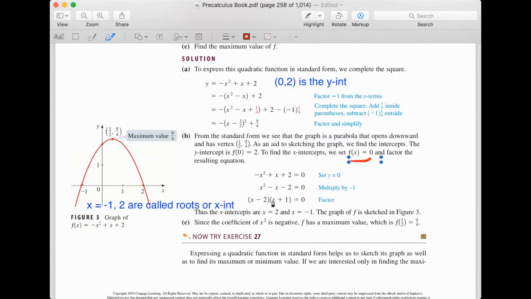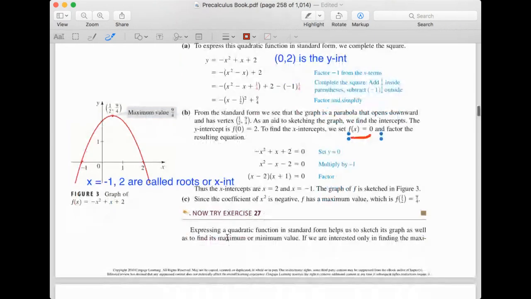2 minus 2 equals 0. -1 plus 1 equals 0. So we get 2 solutions: x equals 2, x equals -1. That's how we get these 2 points. So with the y-intercept, x-intercepts, and the vertex, we can draw the quadratic functions. We can draw the graph of the quadratic functions.